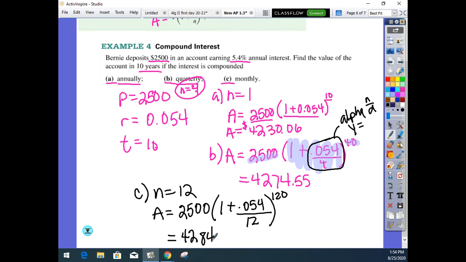And notice each time as N goes up, the amount of money slightly goes up. So this is slightly higher than 4 times a year, which is slightly higher than once a year. So anytime you can get it compounded more quickly, your money will grow faster.